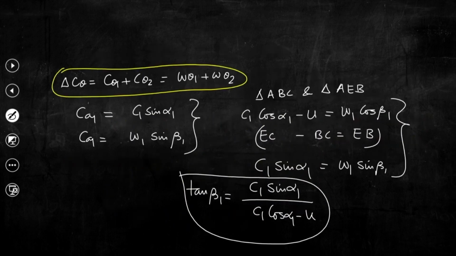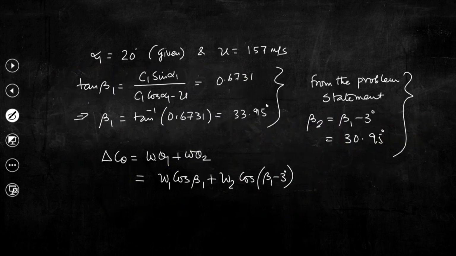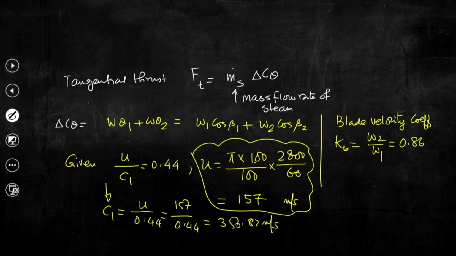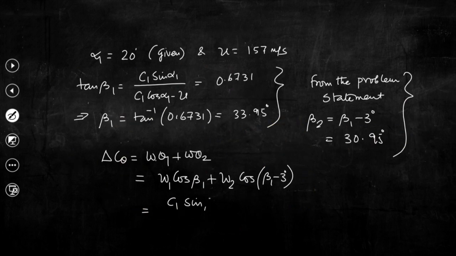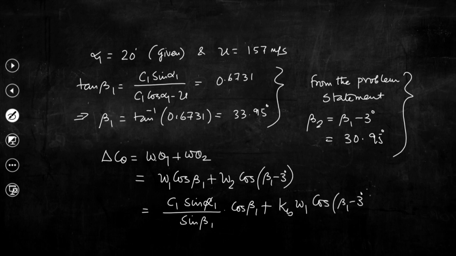W 1, if we now look at this expression, that W 1 equal to C sin alpha 1 divided by sin beta 1, because we know alpha 1, we know C 1, we know beta 1. So, we can calculate W 1. So, we can write that is C 1 sin alpha 1 by sin beta 1 into cos beta 1 plus W 2 equal to kb into W 1 cos beta 1 minus 3 degree.